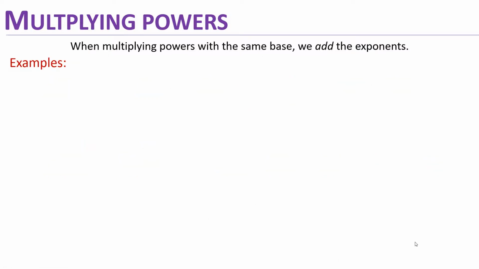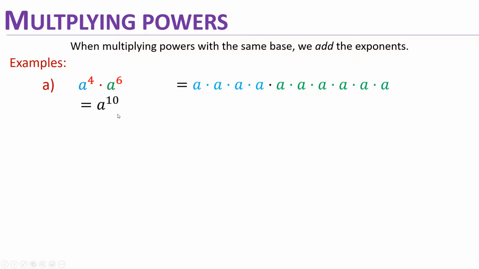A few examples. A to the power of 4 times a to the power of 6. Again, we could write this out, though we usually don't, and if we do write it as one long product, that product will contain the factor a 4 times and then 6 more times. So 10 times in total. So in the end, we raise a to the power of 10. And this 10 is just a result of adding the 4 and the 6.